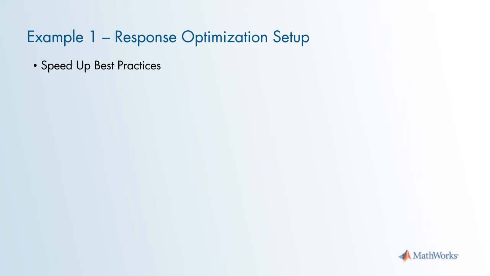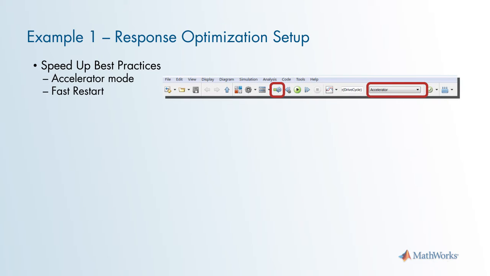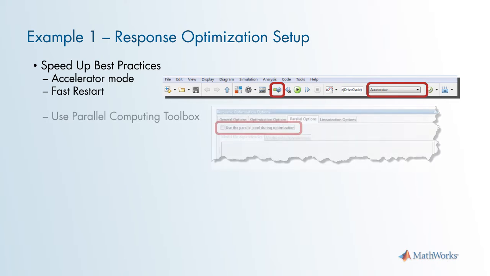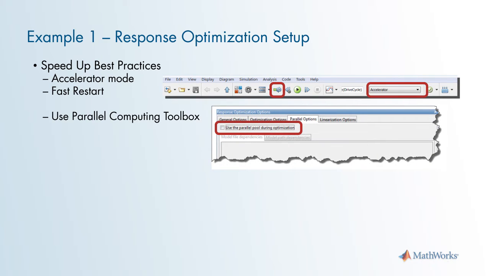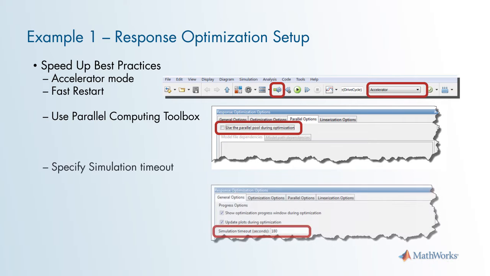Here are some best practices for speeding up the optimization run. Use accelerator mode and fast restart. Accelerator mode generates an execution engine in memory for the top level model only. And fast restart avoids compiling the model again. So this is good for simulating models iteratively to tune parameters. Also use the parallel computing toolbox. This enables the parallel pool, meaning it'll utilize the multiple cores of your machine. And specify a simulation timeout. This is the time to wait before stopping a simulation.